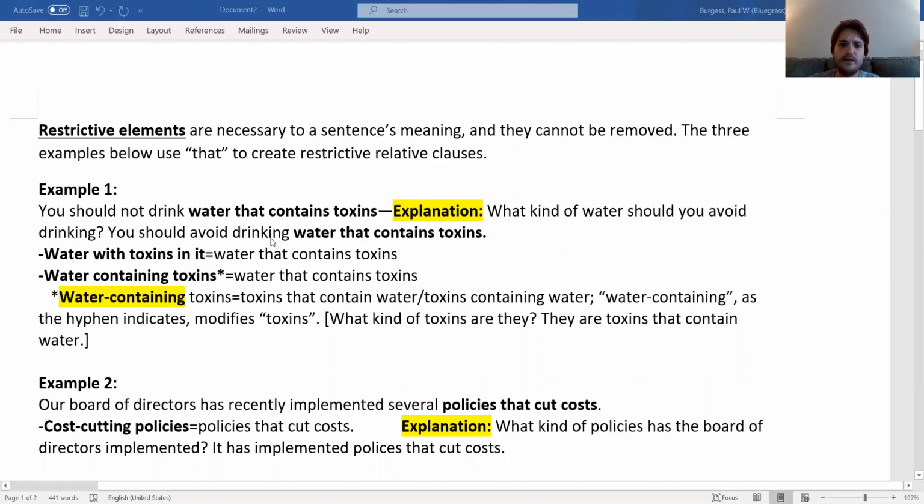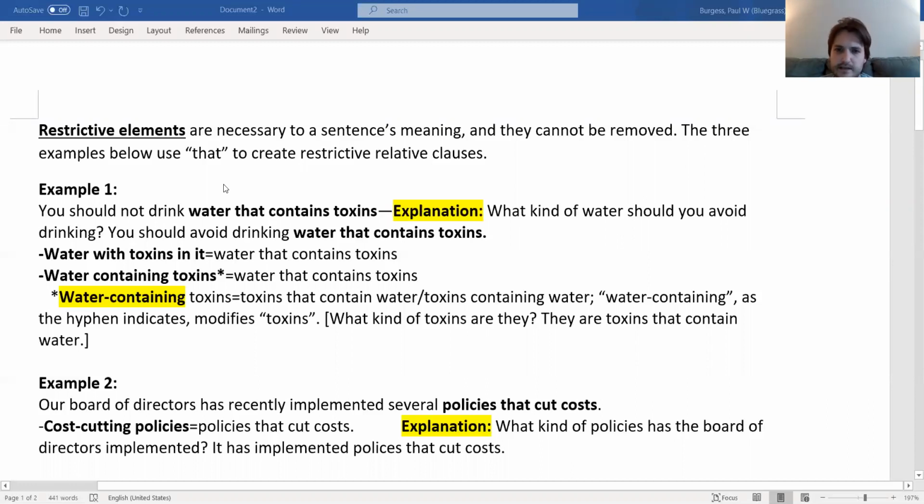We could not say which here because which would be non-restrictive. It would be non-essential, unessential information. If I said you shouldn't drink water, which contains toxins, I'm basically saying you shouldn't drink water ever. And by the way, you might want to know all water contains toxins. Now, of course, in this case, that's not true. Water does not always contain toxins.